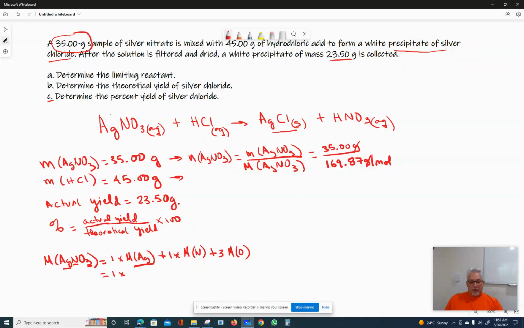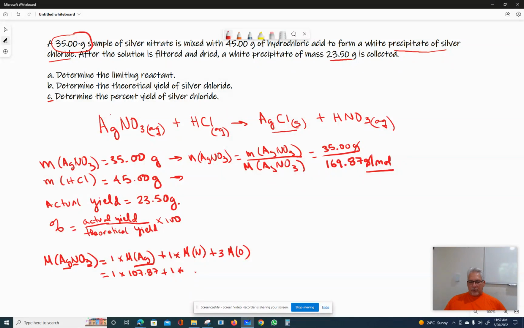So the first one will be 1 time the atomic mass of silver, which is 107.87. If you want to know the unit, it is gram per mole. That's it. You don't have to worry about the unit right now. Let's make it easier. The unit of any molar mass will be gram per mole, the way I wrote here. So that will simplify my calculation.